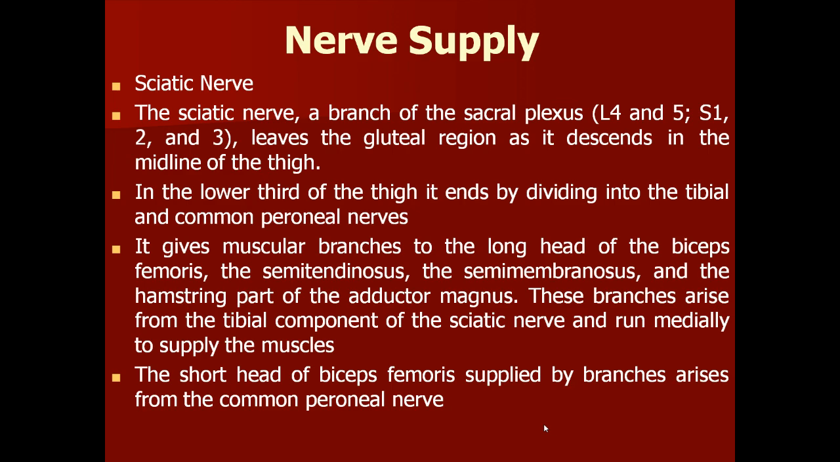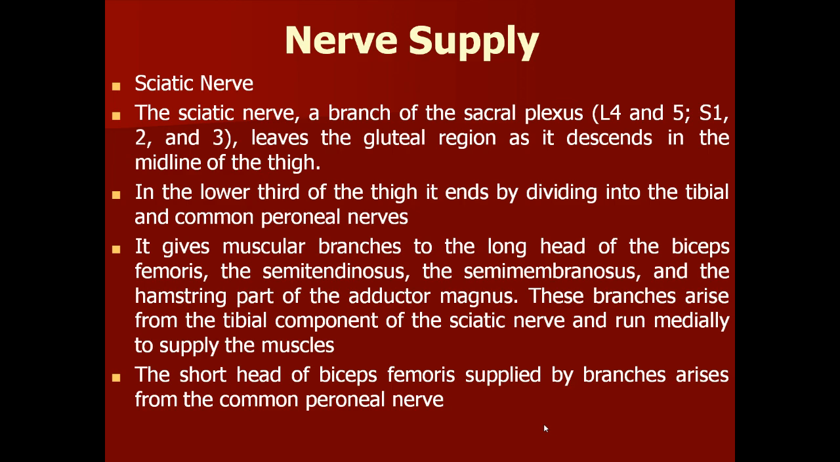Now we will see the most important structure, that is the sciatic nerve. It is a branch of the sacral plexus, formed by the L4, L5 and S1, S2, S3 spinal nerves, and it leaves the gluteal region and descends in the midline of the thigh. In the lower third of the thigh, it ends by dividing into two nerves, the tibial nerve and the common peroneal nerve. It also gives muscular branches to the long head of the biceps femoris, semitendinosus, semimembranosus, and the hamstring part of the adductor magnus.